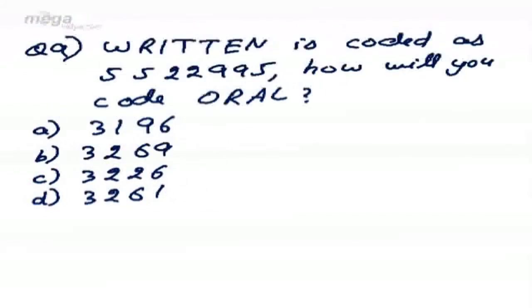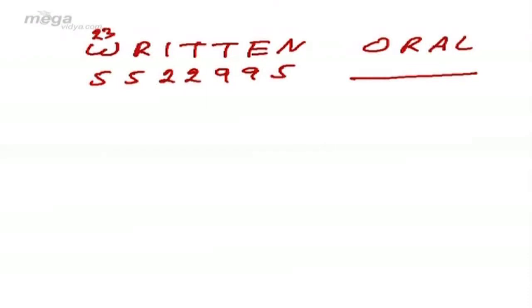Ninth question is, if written is coded as 5522995, how will you code oral. The 4 options are given to us. Now let us analyze. Written was coded as 5522995. So how are we supposed to code oral as? Now W's letter number is 23, 2 plus 3 is 5, R is 18, 1 plus 8 is 9, but here again 5 is written. Therefore we need to analyze.